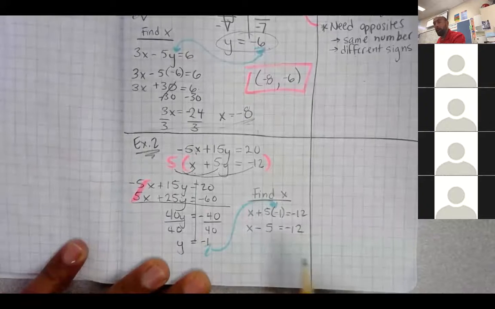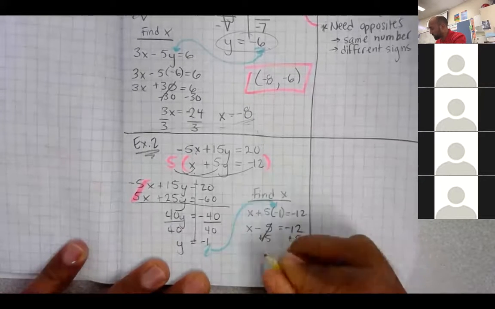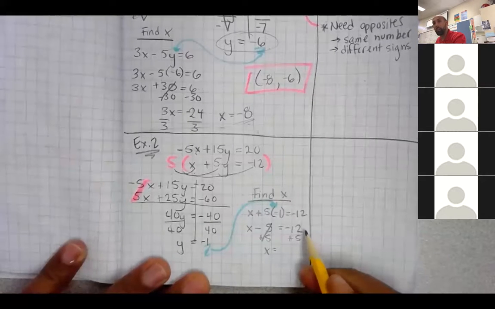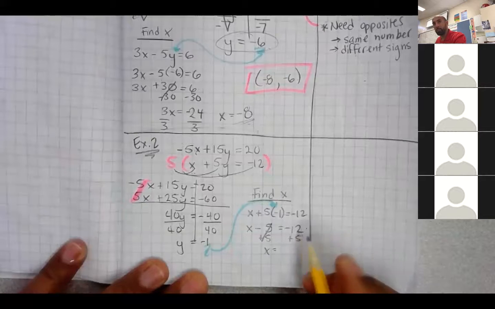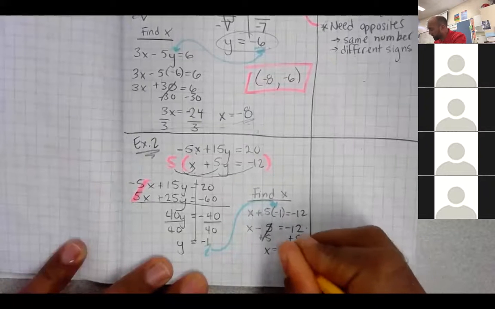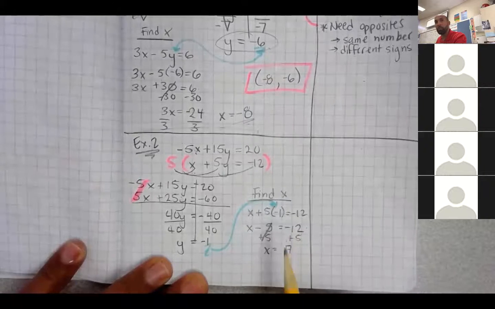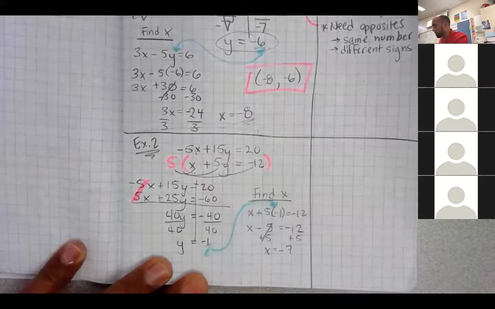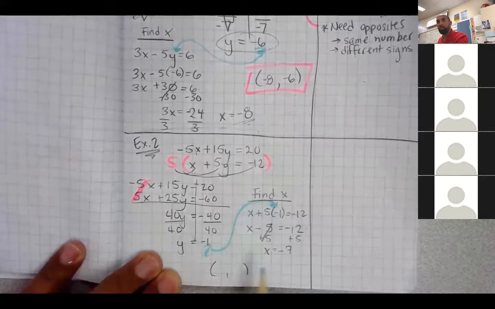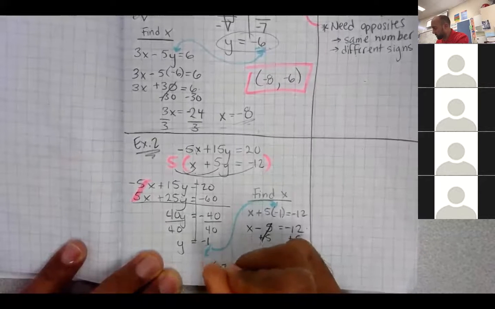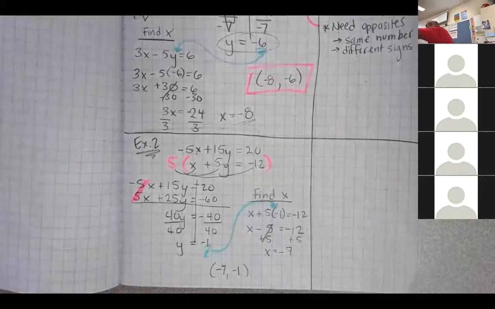Now, we're going to add 5 to both sides. And again, here we go with some more negatives. So negative 12 plus 5, those are different signs, so we subtract. 12 minus 5 is 7. The larger number is negative 12, so that means it'll be negative. And then again, the last step, you need to make sure that you always write your x value first. So we have negative 7 and then negative 1. So that would be the solution.